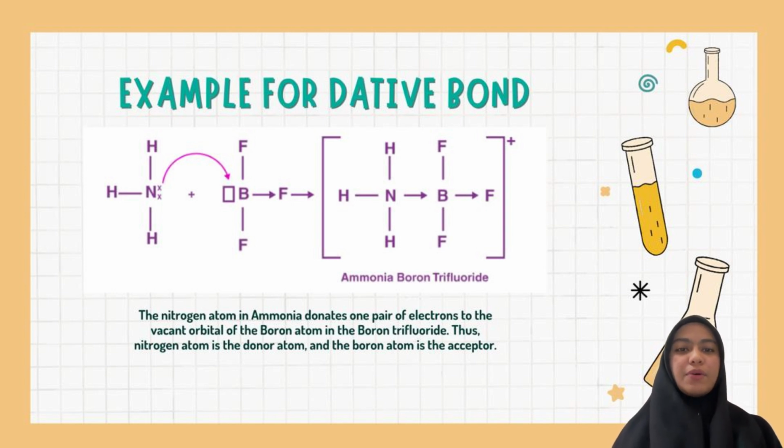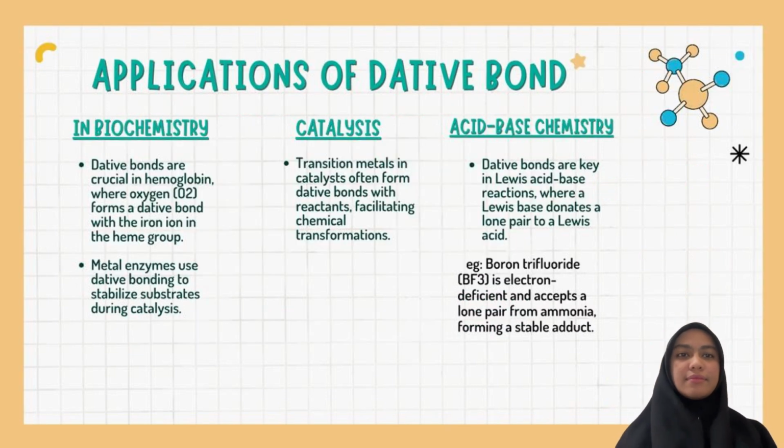Example of a dative bond: the nitrogen atom in ammonia donates a pair of electrons to the vacant orbital of the boron atom in boron trifluoride. So, the nitrogen atom is the donor and the boron atom is the acceptor.